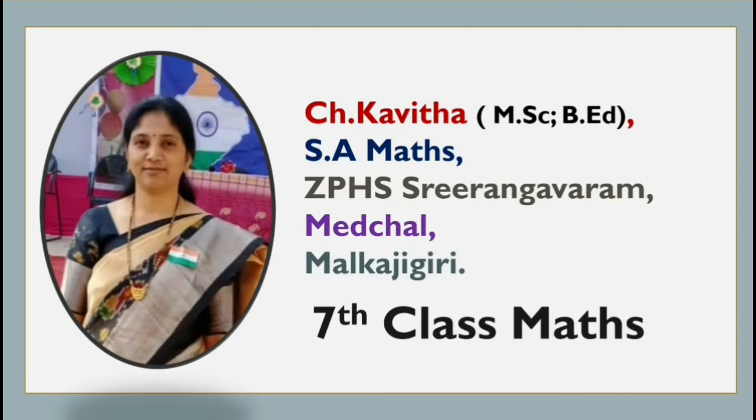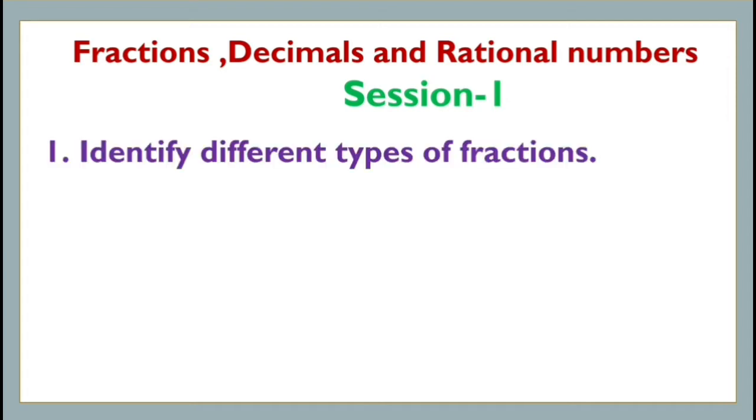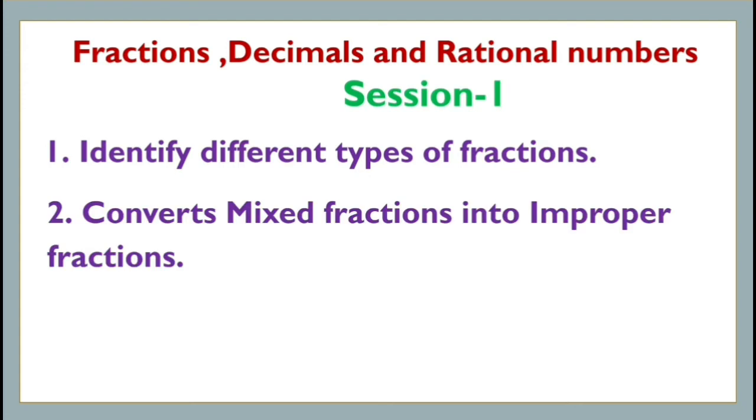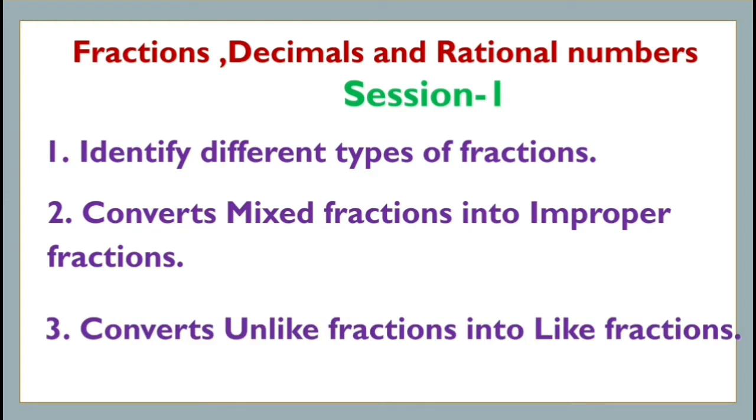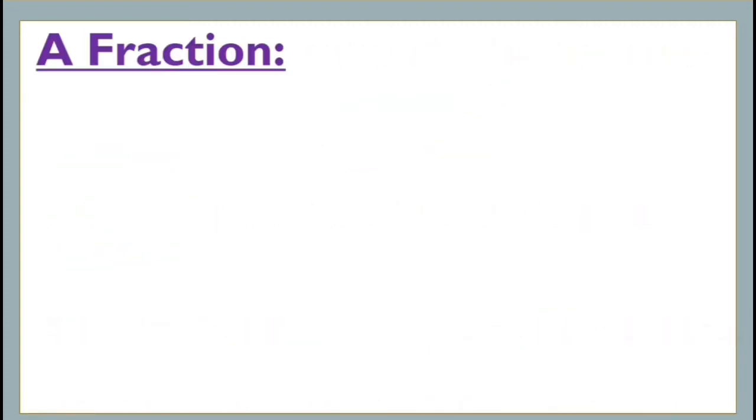Today we are discussing the 7th class mathematics. From that we are discussing the chapter fractions, decimals and rational numbers. This is our first session. After this session, students are able to identify different types of fractions, and students can convert mixed fractions into improper fractions and convert like and unlike fractions into like fractions. Let's start the session. A fraction.